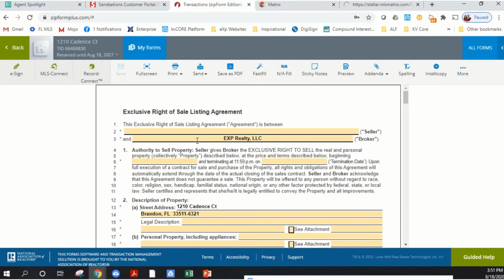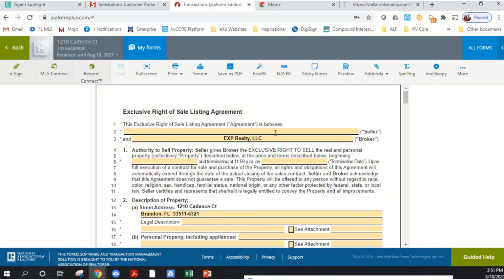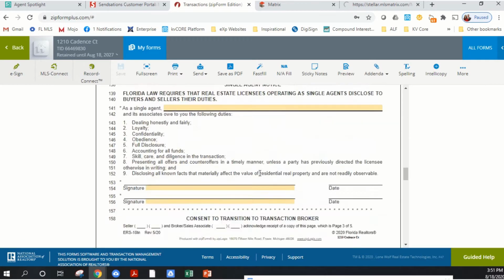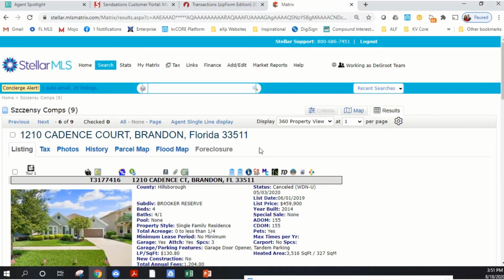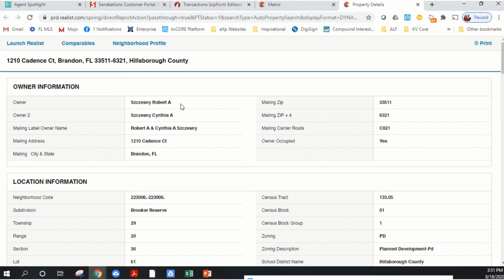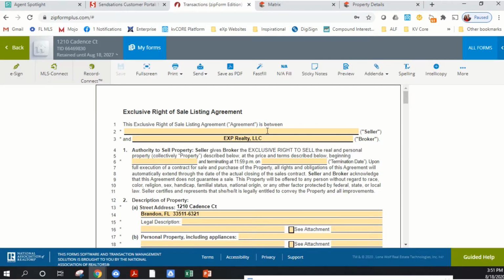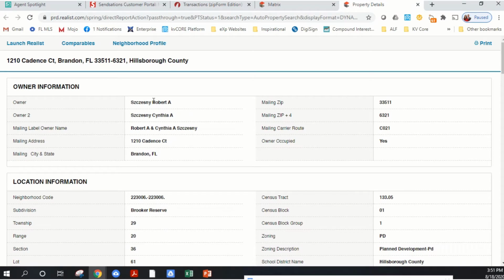So here's the exclusive right to list. Some of this is negotiable, and you're going to have to talk with your seller and come to an agreement on this. But I'm just going to fill this out as we go and just tell you exactly how I do it. Okay. Let's see if this property record is going to pull up. I'm going to try this again. Hit this. There it is. Okay. So first we're going to put the seller's name in here.